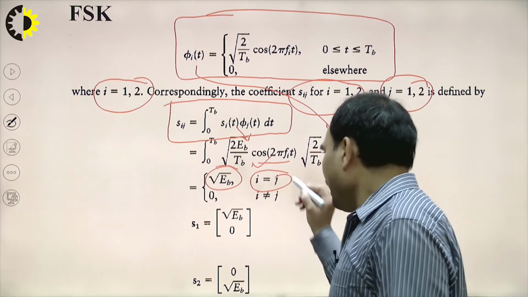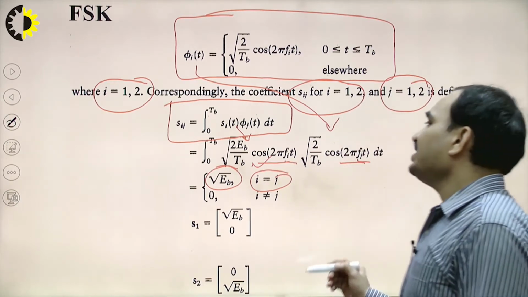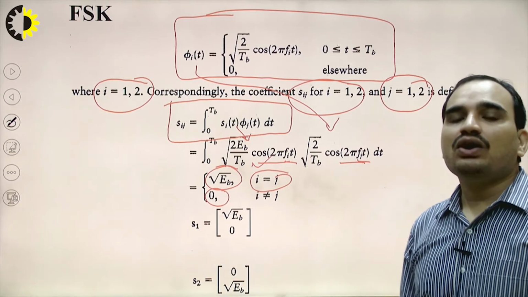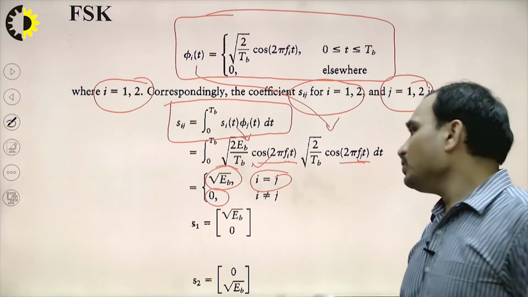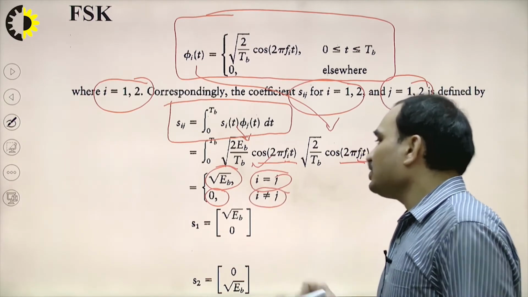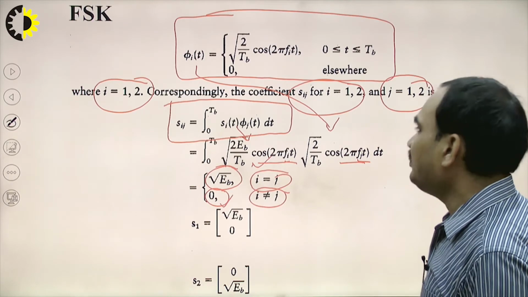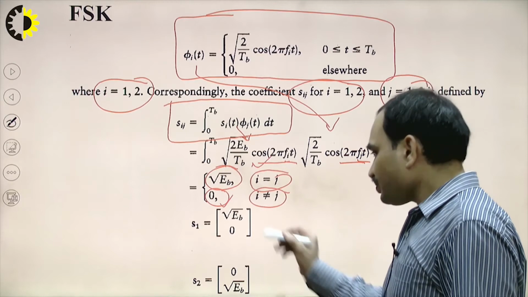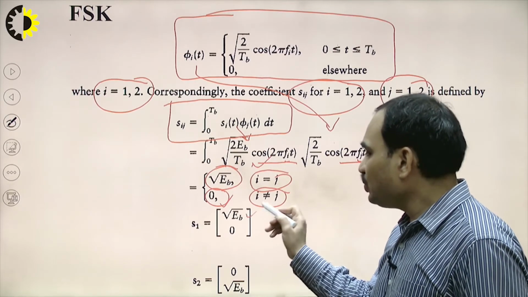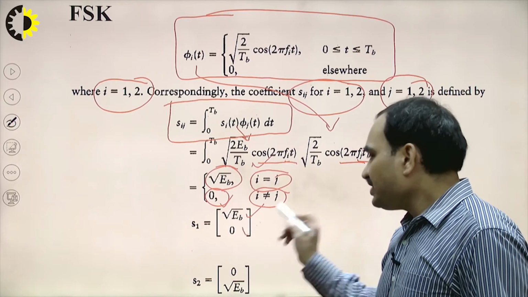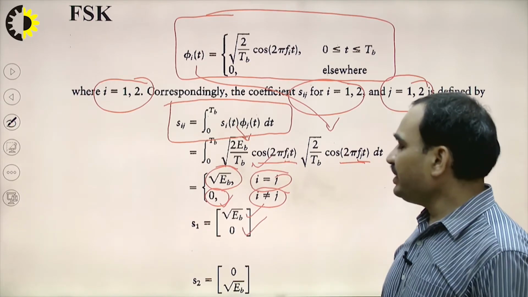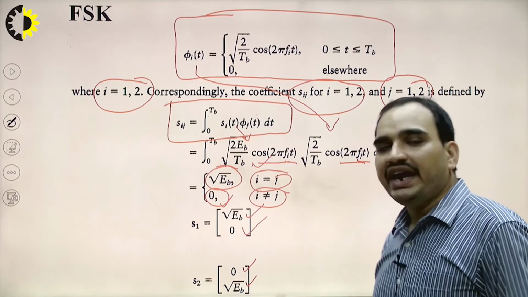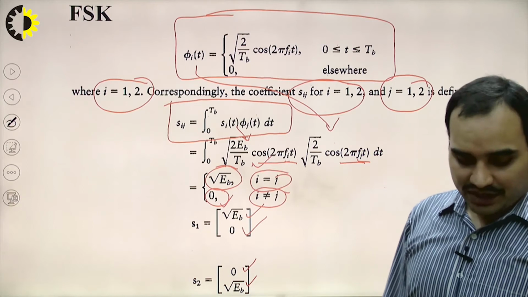And when both these frequencies are different, the result will be 0, because the dot product of two different orthonormal functions will be equal to 0. So when i is not equal to j, Sij will be equal to 0. So for S11 it is root of Eb, for S12 it is equal to 0. Similarly we can find S22 and S21.